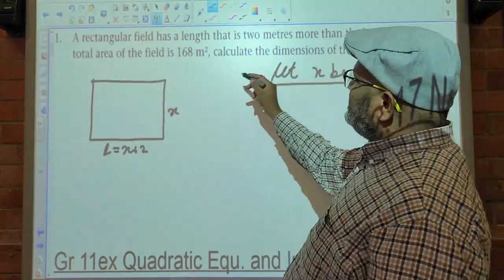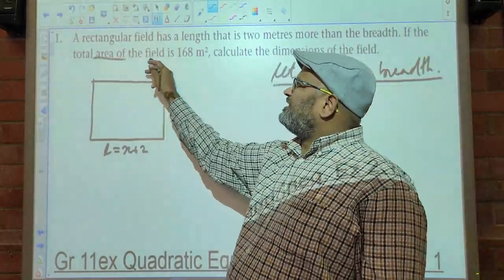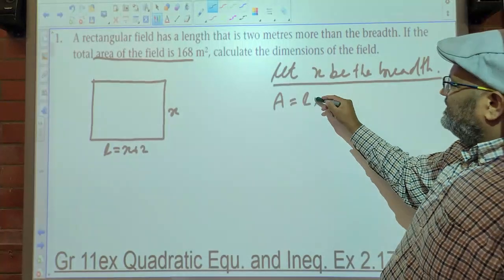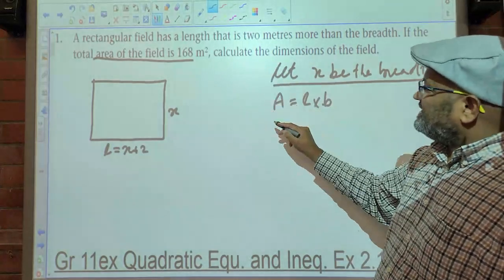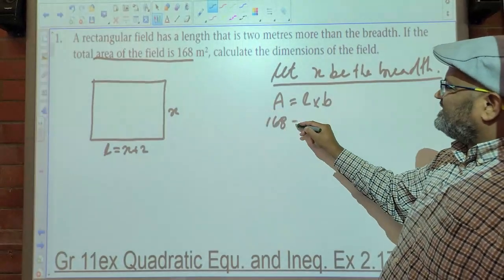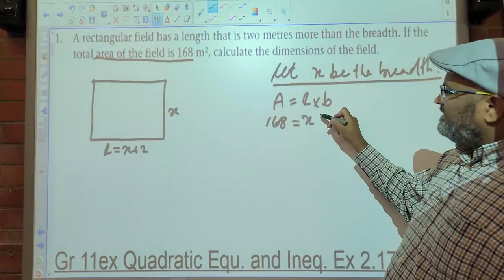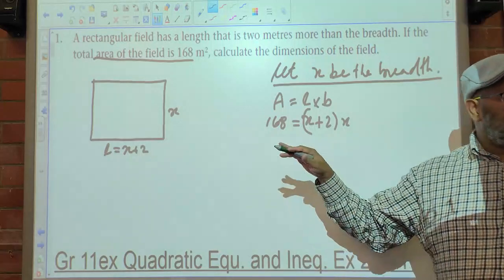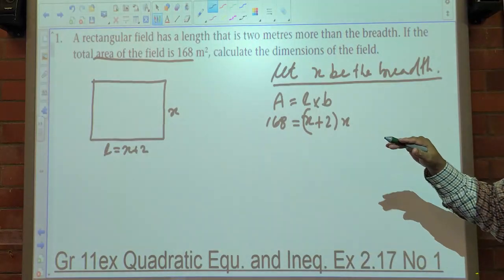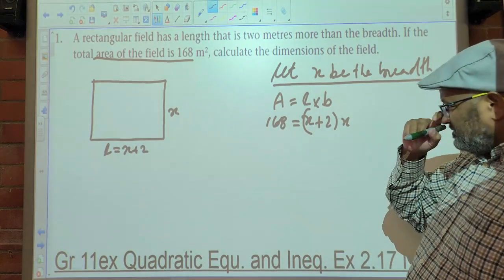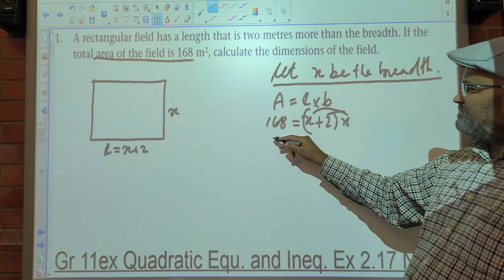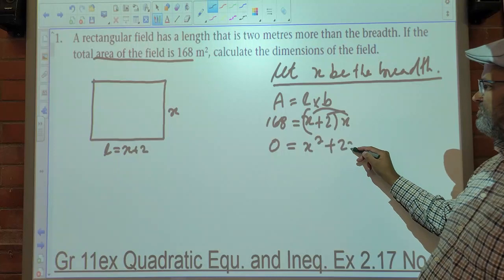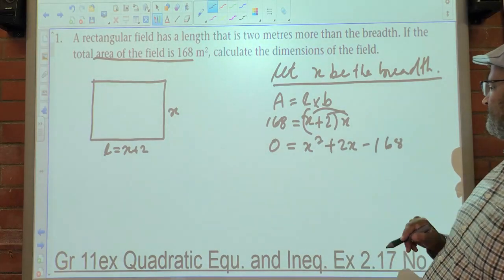So we are told the total area. How do you calculate the area of a rectangle? Length times breadth. So the total area is 168, so 168 is equal to length, which is x plus 2, times the breadth, which is x. So what is this to us at this point? A quadratic equation. Not so? Get rid of the brackets. Bring the 168 over. So 0 is equal to x squared plus 2x minus 168.